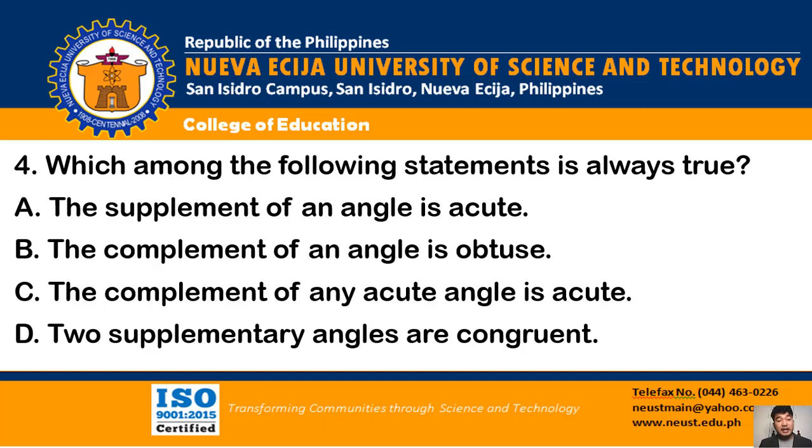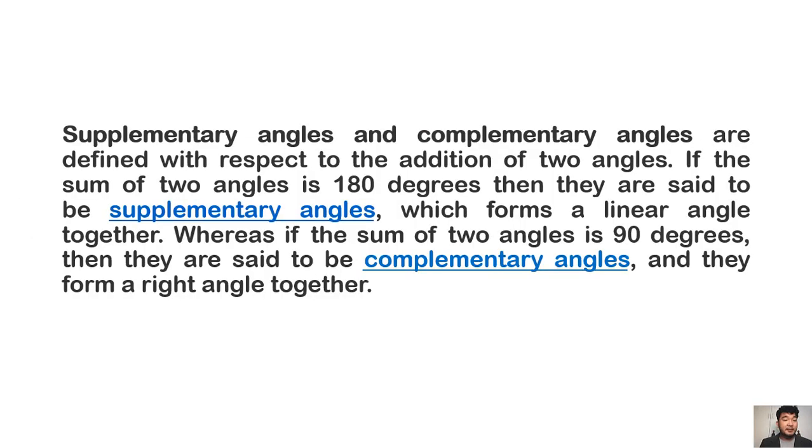Let us first define what supplementary or complementary angles are. Supplementary angles and complementary angles are defined with respect to the addition of 2 angles. If the sum of 2 angles is 180 degrees, then they are said to be supplementary angles, which form a linear angle together. Whereas if the sum of 2 angles is 90 degrees, then they are said to be complementary angles and they form a right angle together.